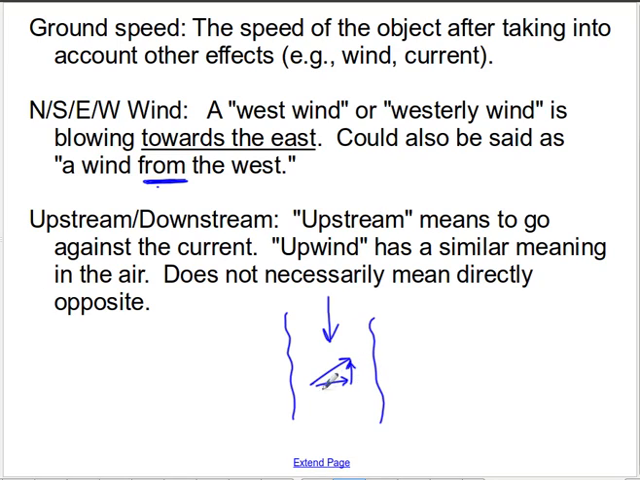Downstream is the opposite. That's where part of your velocity is going along with the current. And it has to be one or the other. The only other option you have, of course, is you could go directly across, which means you're not directing your boat upstream or downstream, but you will always be pushed downstream.